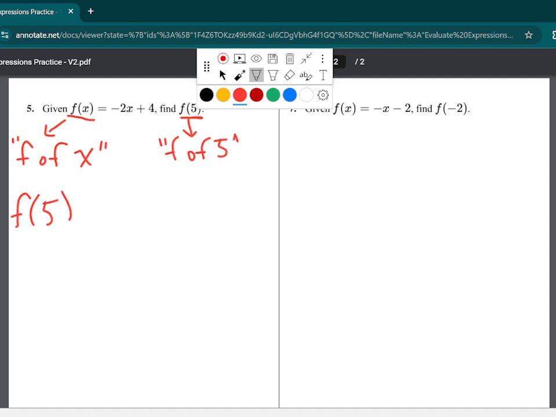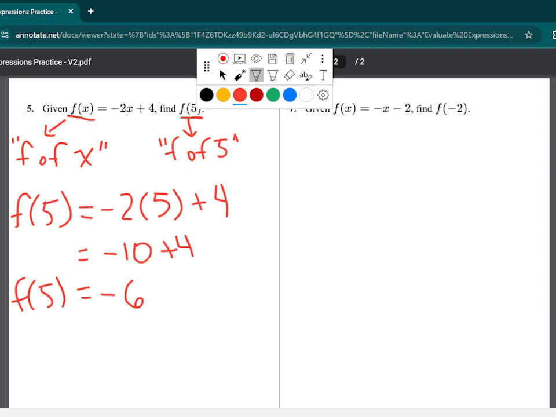So f of 5 means that we replace every x that we see with 5. So negative 2 times 5 plus 4. Negative 2 times 5 is negative 10, plus 4. Be careful of your negatives. We've got a negative number and a positive number, and the negative number is bigger, so we're going to end up with a smaller but negative number. So technically the way that we would write this is f of 5 equals negative 6, and that would be our answer.